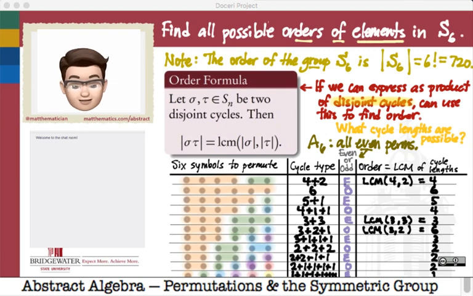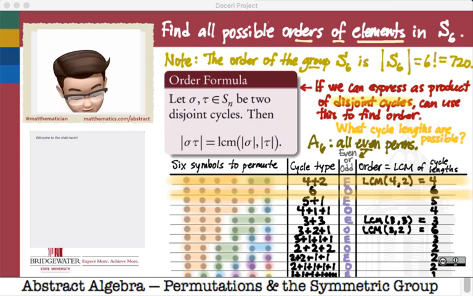And that's super great news, because let's see what we can pull out of this table here as far as figuring out what A6 is. Where are my even permutations? Well, my first row here is a row of even permutations, the row of 4 plus 2 cycles. Sorry, my highlighter is a little bit off center. There we go. So the 4 plus 2 cycles definitely count. The 5 plus 1 cycles also count.